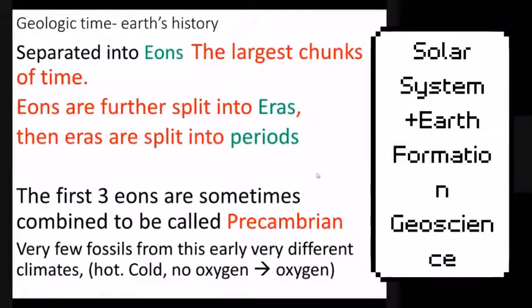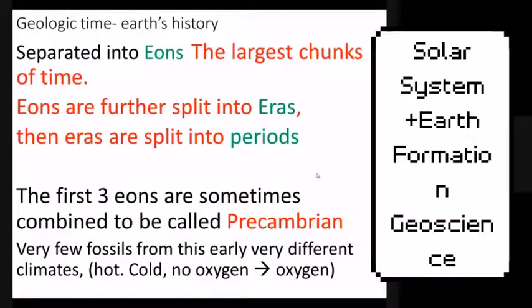Now, when we say eons, there are 4 eons for Earth's history. The first 3 eons are combined to be called the Precambrian. The reason for that is the first 3 eons comprise the first 4 billion years of Earth's history. And for the first 4 billion years of Earth's history, not really much happened. Earth cooled down, some rocks happened, plate tectonics happened, but there wasn't really life that was very complex. You had bacteria mostly for the first 4 billion years.